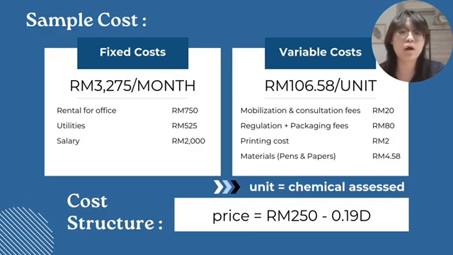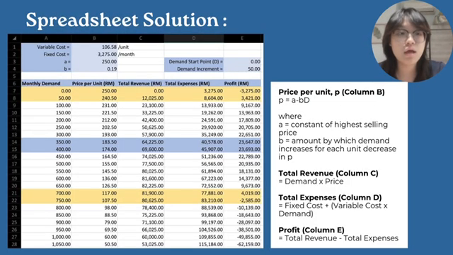The equation for our cost structure is price equals 250 ringgit minus 0.19D. And this is our spreadsheet solution. The price per unit P equals A minus BD, where A equals the constant of highest selling price, which is 250, and B equals the amount by which demand increases for each unit decrease in P, which is 0.19. These values are developed by referring to the current trend in the market.